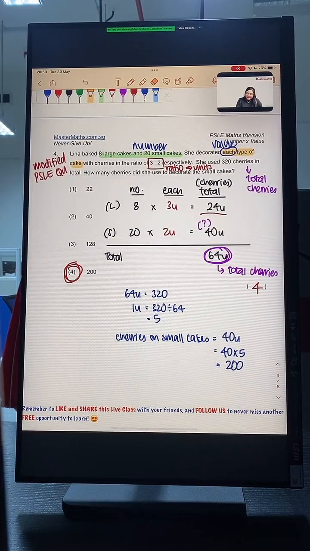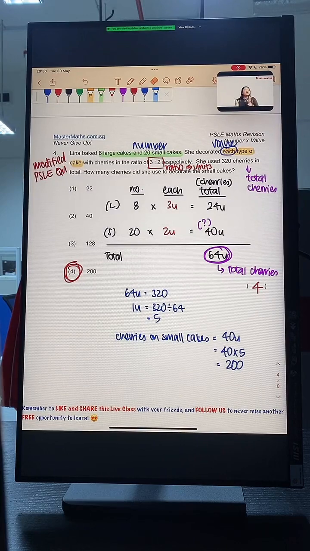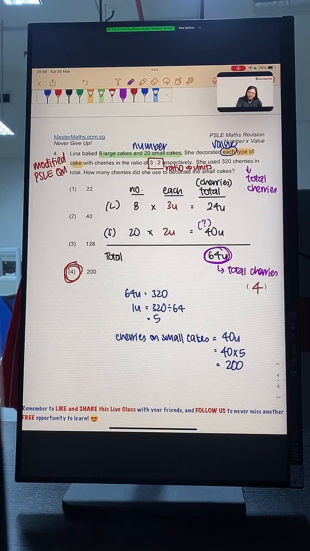And then after that, I also have 20 small cakes. 20 times 2 units will give us 40 units. Okay, 20 small cakes, each of them uses 2 units of cherries, so a total of 40 units of cherries. So go and look for your total. Total cherries is what I want.